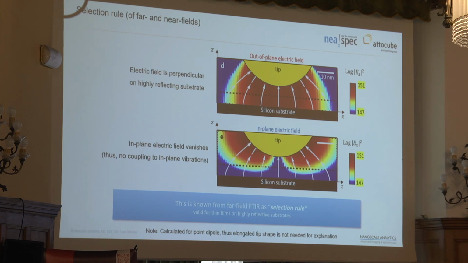A more intuitive way to explain this is to think about the field lines. So the electric field is perpendicular on a reflective surface.